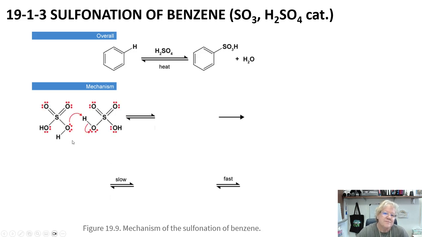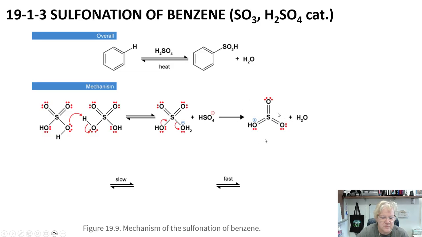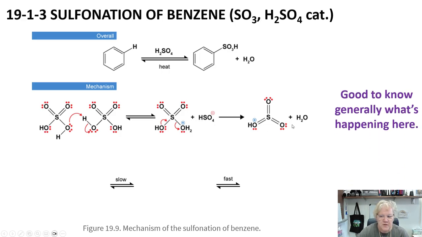Well, sulfuric acid can autoionize like this to give us H3SO4 plus, and then we can get some electron rearranging to give us SO3H plus and HSO4 minus. So this is important, and the water is important. This is good to know generally about what's happening here, but I'm never going to have you write out the electron arrow pushing for this. But again, you should know that this negative compound is there, the SO3H plus is there, and water.